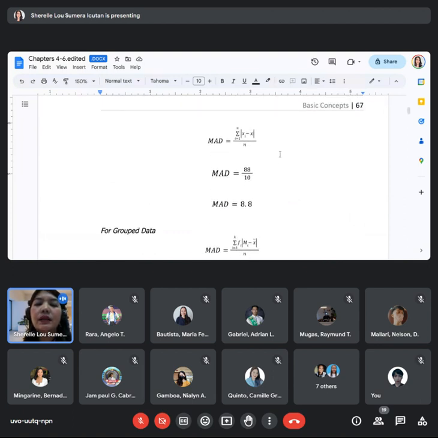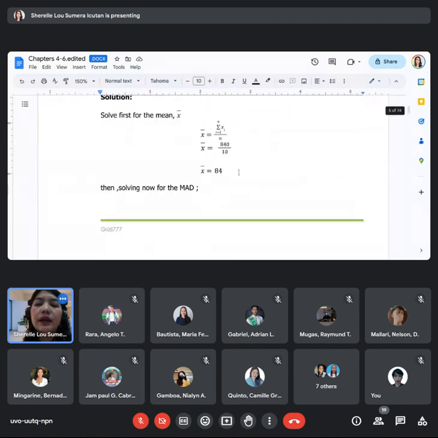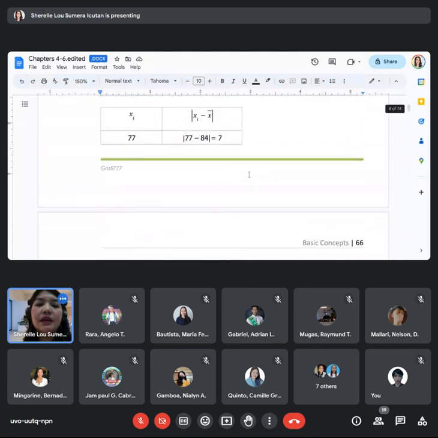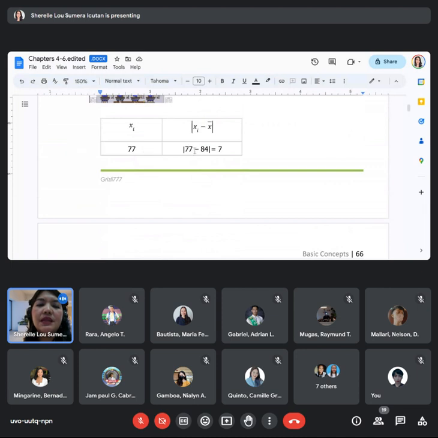How are you going to do that? You subtract your 84 from each of the given data. Kunwari, 77. 77 minus 84. This one is negative 7. But since it's in absolute value, so it will be 7.